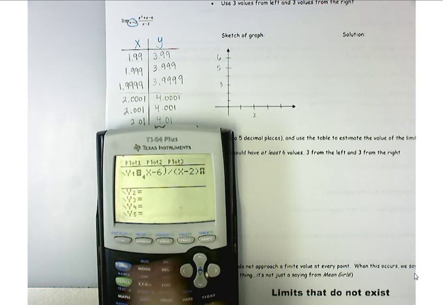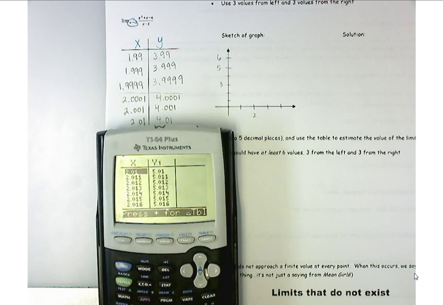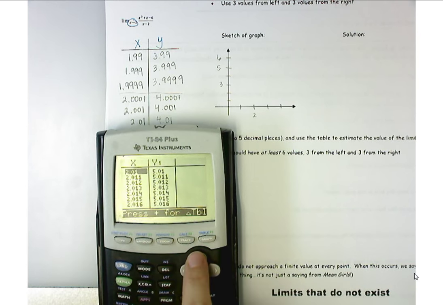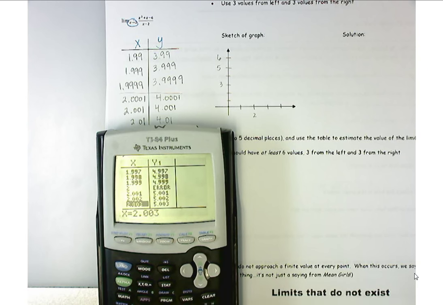Okay, and then when I go back to my table, I'm just going to show you what's happening. See how we had all the 4s? This one is really going to be what? 5. See what's happening as I get closer and closer to 2? See how I have all those values there? So just change this.